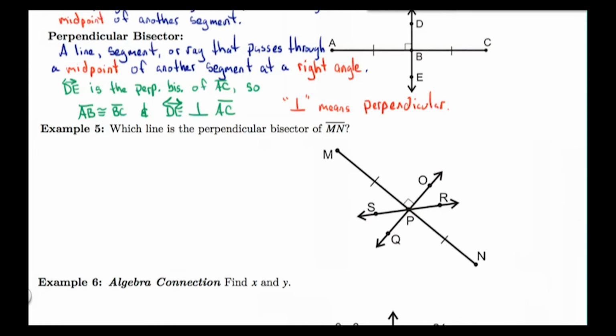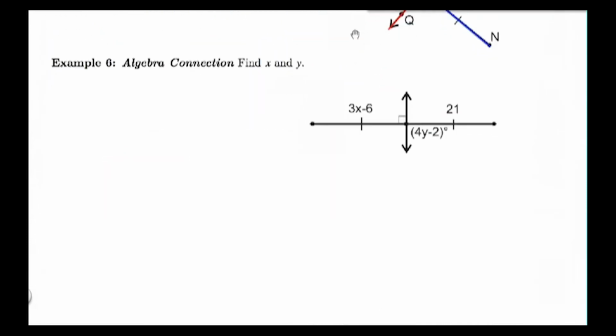Example 5, which line is the perpendicular bisector of segment MN? Well, we see that line OQ is the perpendicular bisector here of segment MN, and that line SR is just a bisector. It's not a perpendicular bisector.